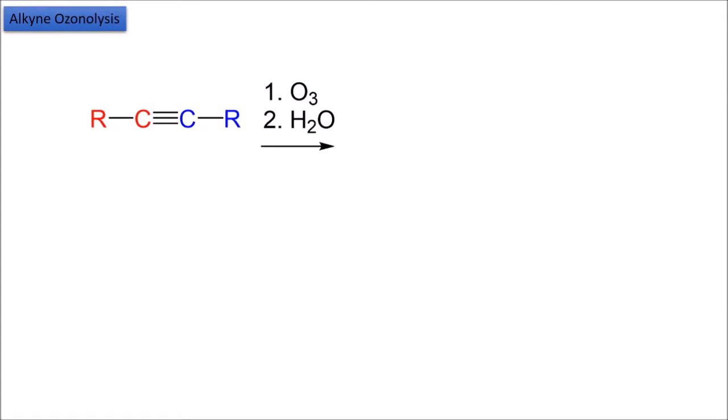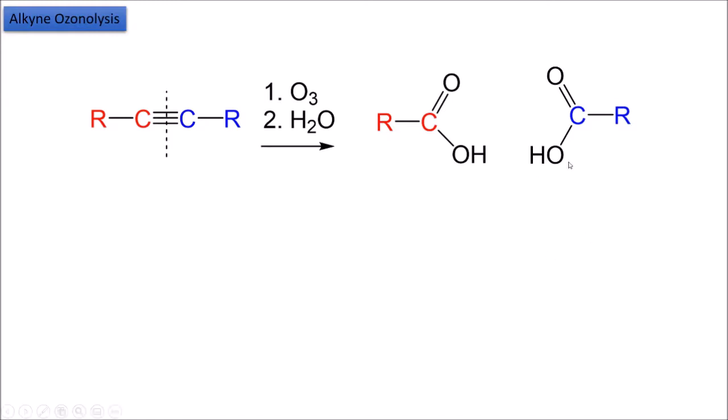Ozonolysis of alkynes is different from ozonolysis of alkenes in two ways. First, when you ozonolyze alkynes, you actually end up making carboxylic acids. With alkenes, you ended up making carbonyl groups, specifically aldehydes and ketones. So that's the first major difference associated with alkyne ozonolysis. And the second difference is we do not need to reduce the final products.